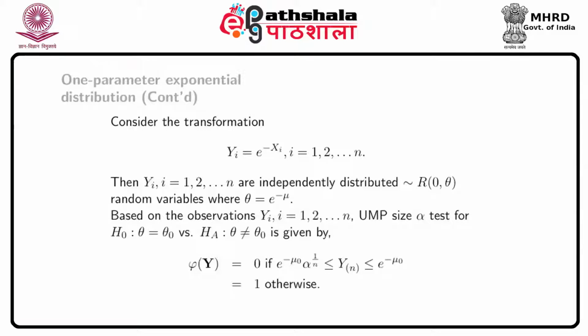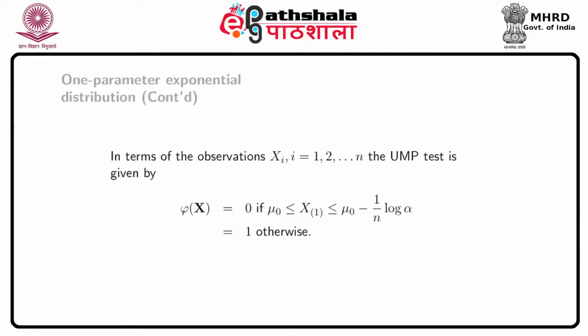Based on the observations yi, i from 1 to n, the UMP size alpha test for H naught, that theta is equal to theta naught, versus HA, that theta is not equal to theta naught, is given by phi(y) equal to 0 if e to the power minus mu naught times alpha to the power 1 by n is less than or equal to y order statistic n, which is less than or equal to e to the power minus mu naught, and 1 otherwise. In terms of the observations xi, i from 1 to n, the UMP test is given by phi(x) equal to 0 if mu naught is less than or equal to x(1), which is less than or equal to mu naught minus 1 by n log alpha, and 1 otherwise.